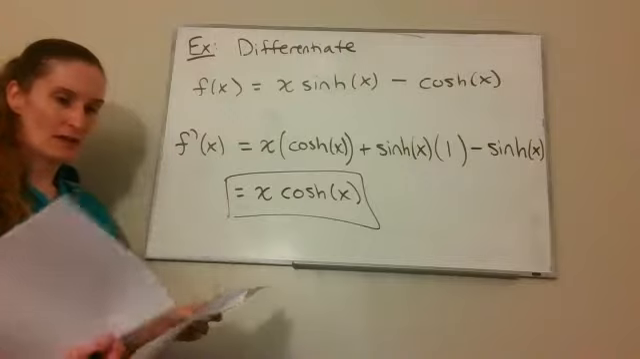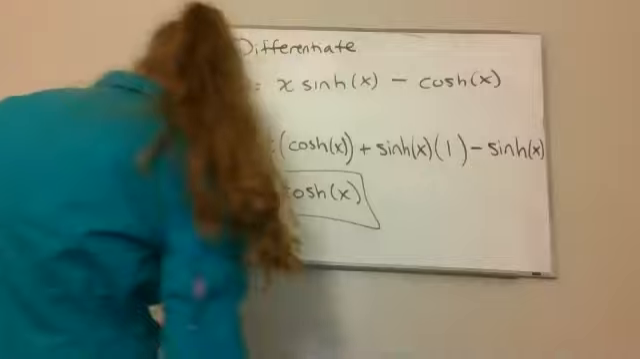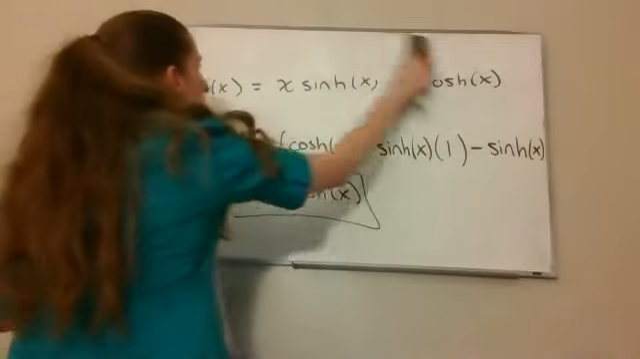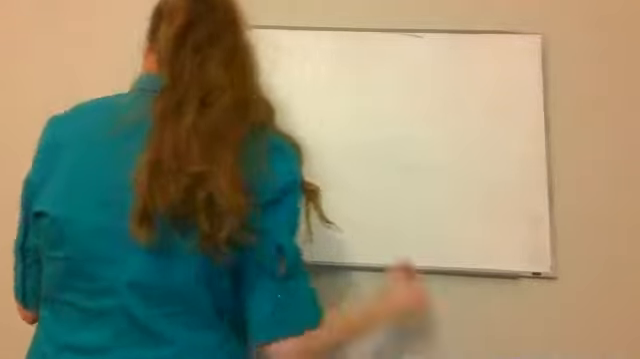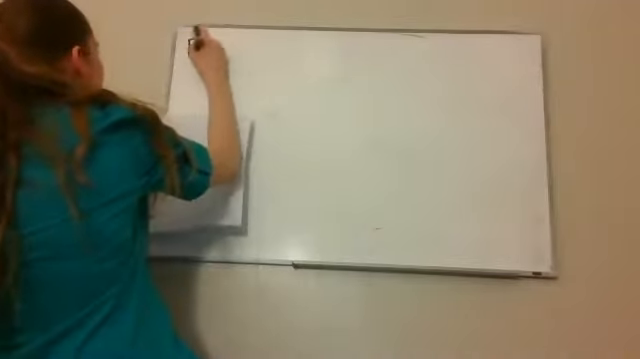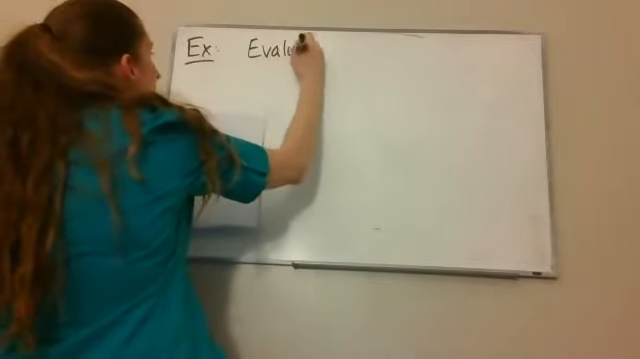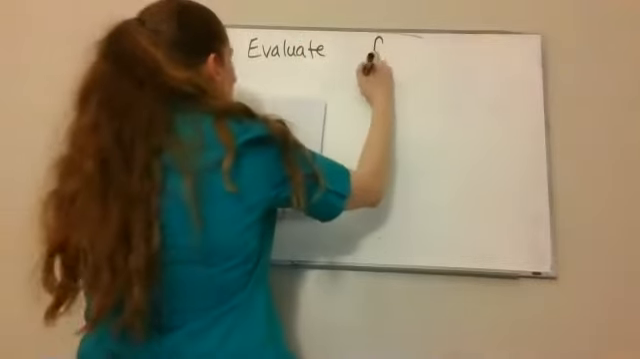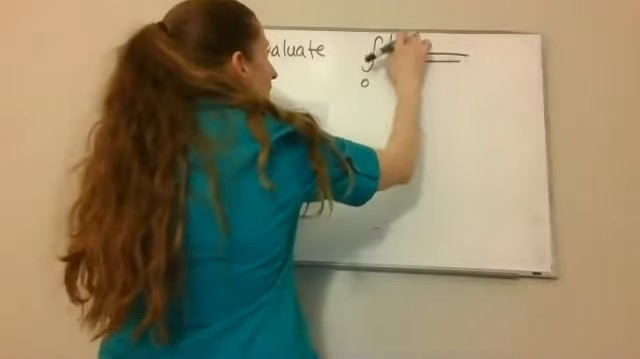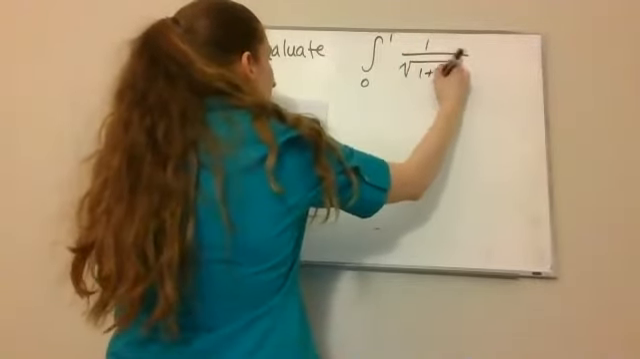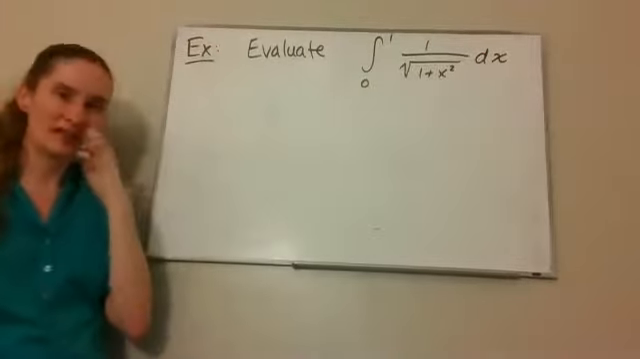All right, so now since this is a Calc 2 course, you know that we're going to have stuff involving integration. So let's do a couple of integral problems. Evaluate the integral from 0 to 1 of 1 over the square root of 1 plus x squared dx. So take a look at that right now.